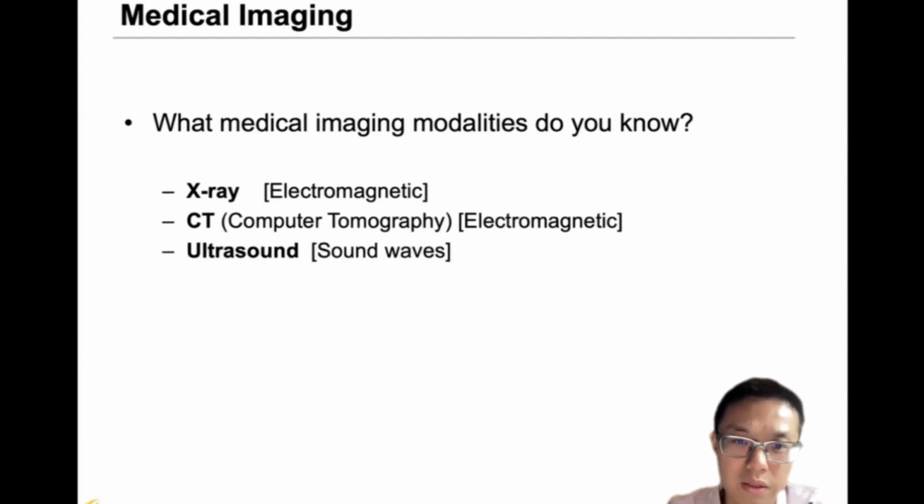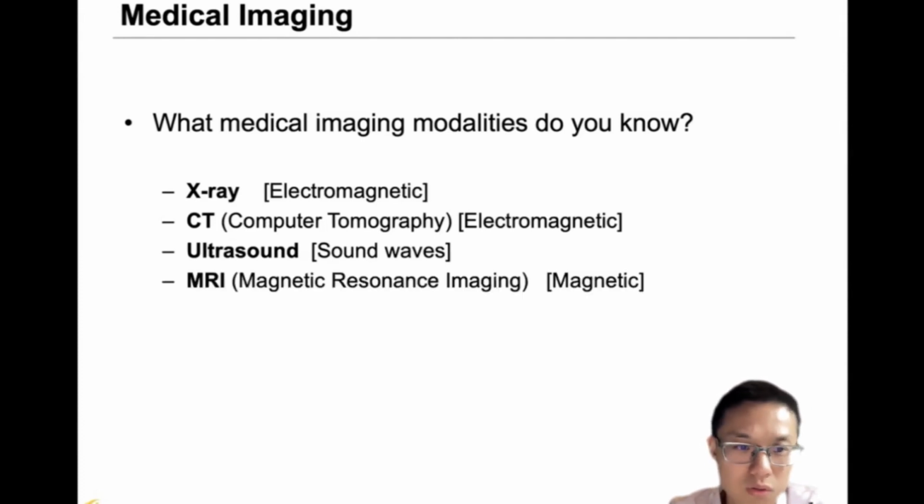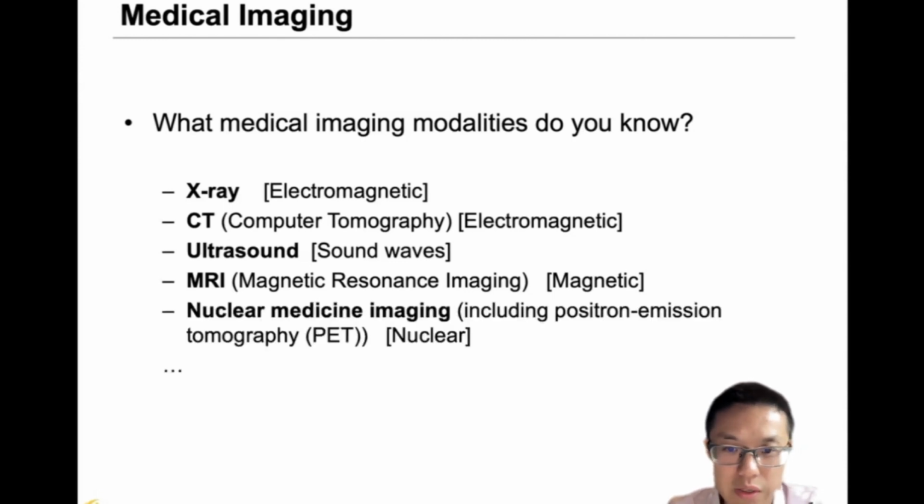Also ultrasound, which uses sound waves to do the imaging. And also MRI, magnetic resonance imaging, which uses magnetic fields. And we also have nuclear imaging, including PET. They use nuclear radiation to get the image.